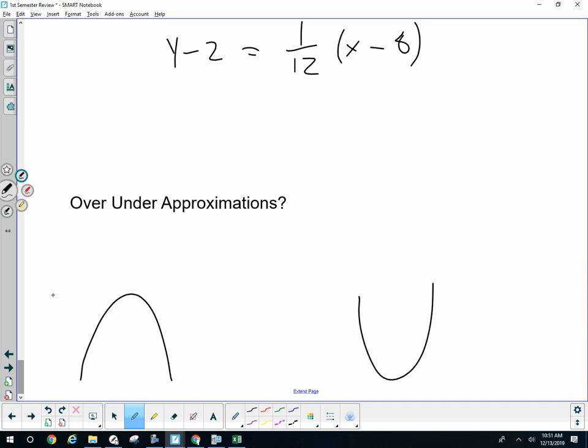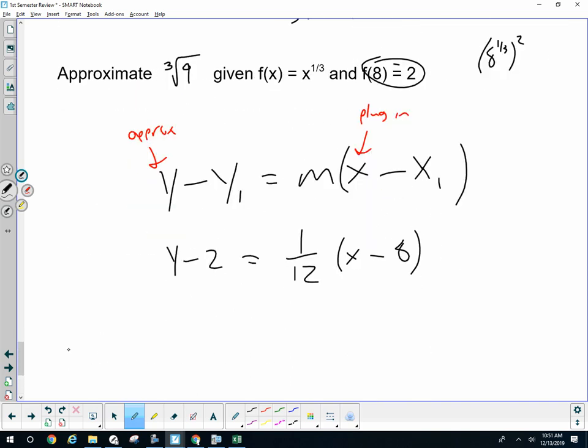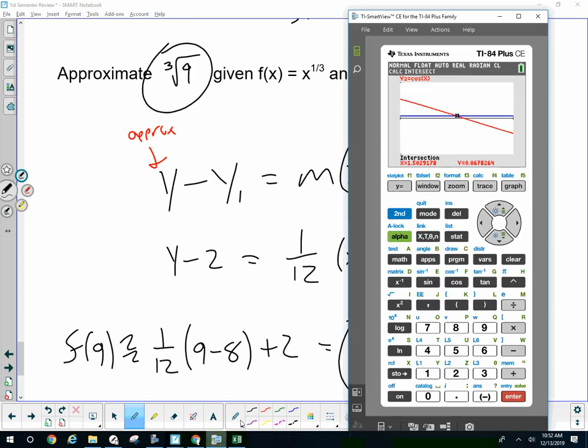Now, I will approximate not the cubed root of 9, but I will approximate what f of 9 is. So this is important. We will plug in 9, not the cubed root of 9. I get 1/12 times 9 minus 8, plus 2. I get 1/12 plus 2. It ends up being 25/12. We'll find this is a very good approximation for the cubed root of 9.